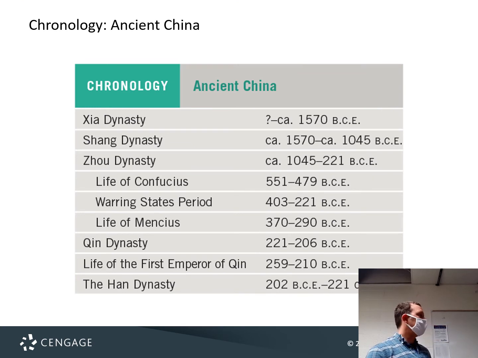So, just a brief rundown of the different ruling families and just a chronology of the history, but you can find this in your textbooks.